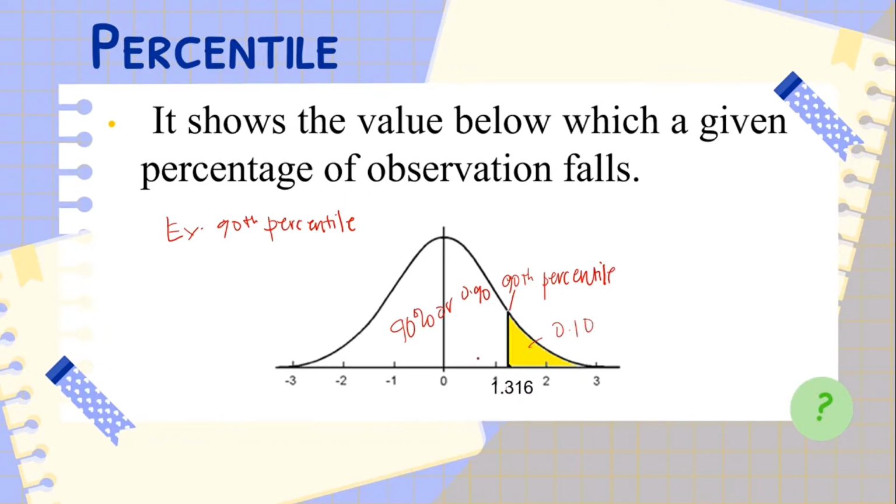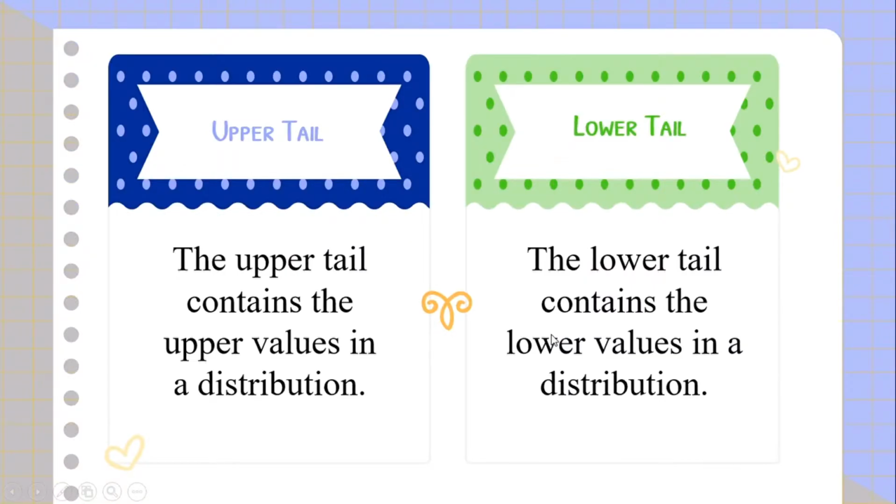So, since sabi natin yung area ng normal curve is equal to 1, so 1 minus 0.90, which is yung area dito sa left, then this will be equal to 0.10. So, yung value ng shaded area is 0.10. So, we will encounter the upper tail and lower tail later on. So, let's first define them before we have our examples.